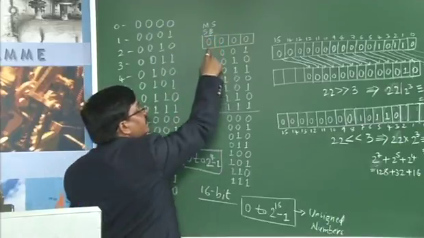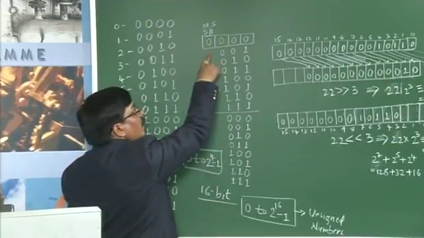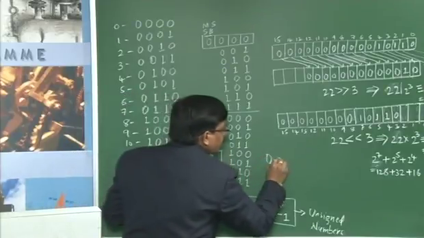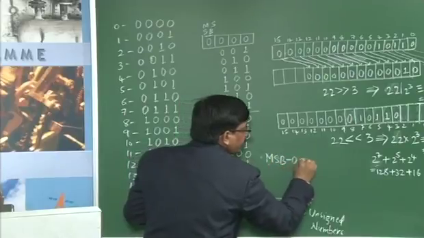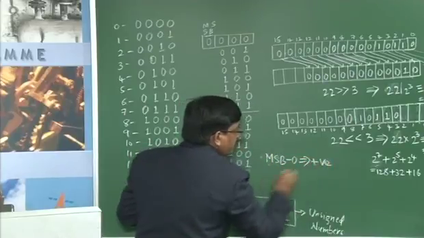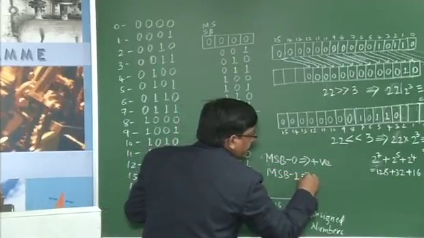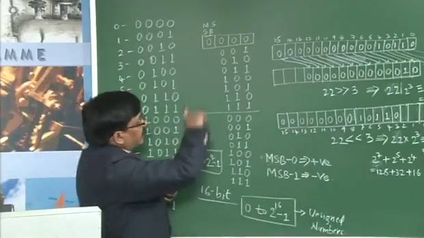So if the MSB is 0, it indicates a positive value, and if it is 1, it indicates a negative value. So a most significant bit of 0 represents a positive number, whereas if it is 1, it represents a negative value. Now we will see how exactly this works.